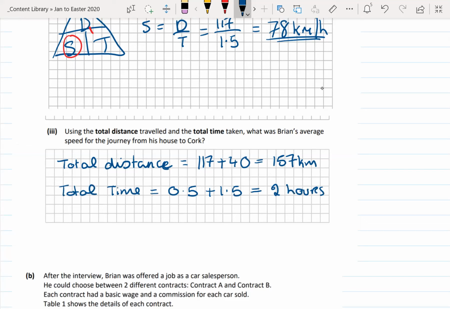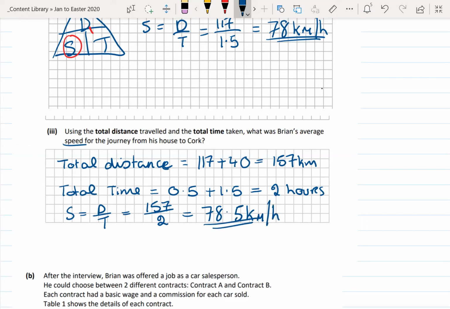And we need to calculate the speed, and we already had in the last part, speed is equal to the distance divided by the time. So grab your calculators and just divide 157 by 2. That works out to 78.5 kilometers per hour.